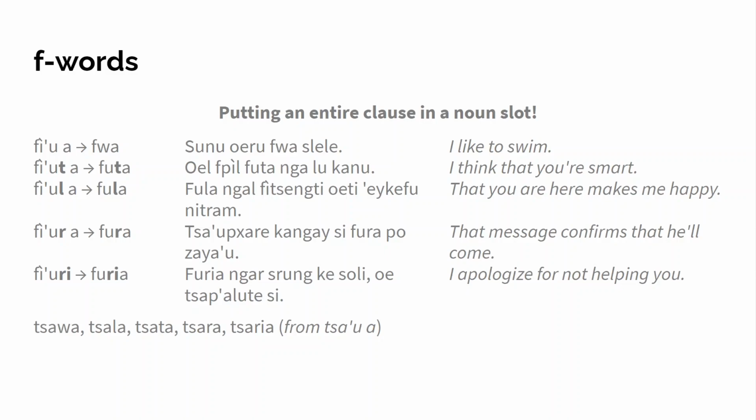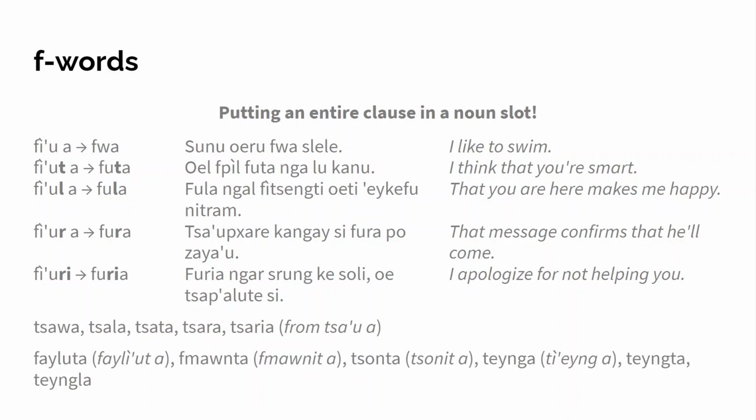There are also some other verbs that work very similarly to F words, namely phailuta from phaileut-a, these words, which is very often used with pilte and other verbs of speech, so to speak these words. Fmaunta from fmaunit-a, the news, which is used with staum, to hear, so I hear the news which is, or with peng, to tell, so I tell the news which is. Then zonta, which comes from zonit-a, so the obligation which is. This one is used with im, to command someone to do something, so you would command zonta, not futa.